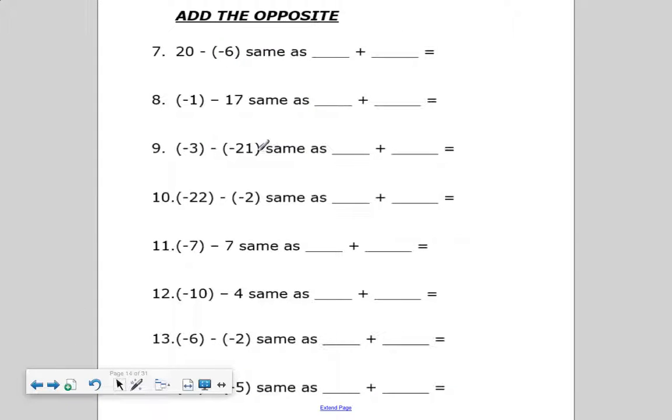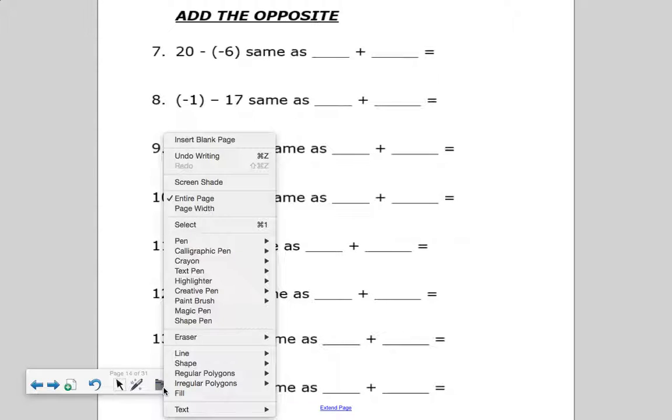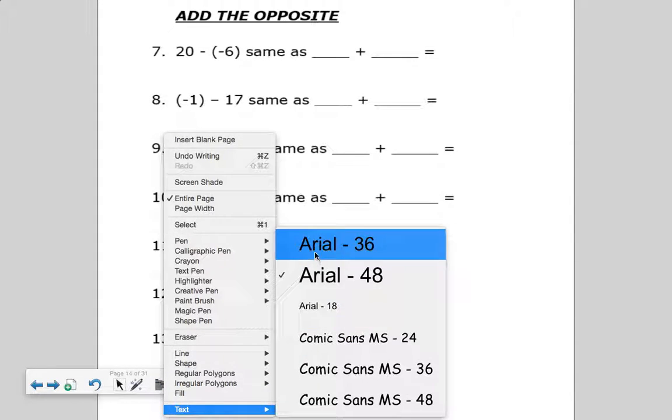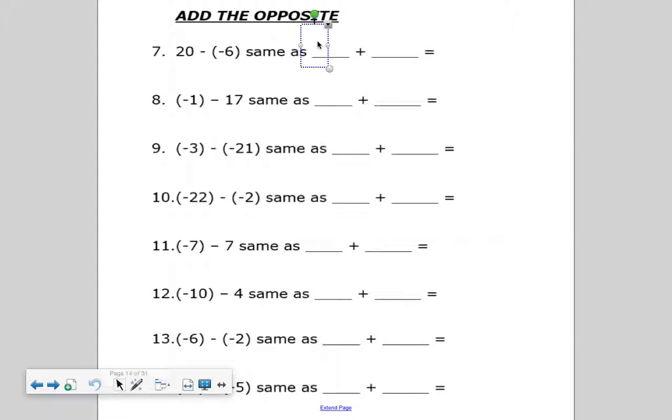So here, there's a whole slew of rewriting all of these subtraction expressions into added expressions. So it's very important that we practice this. So keep it, add the opposite, and what's the opposite of negative 6? 6. 20 plus 6 equals 26.